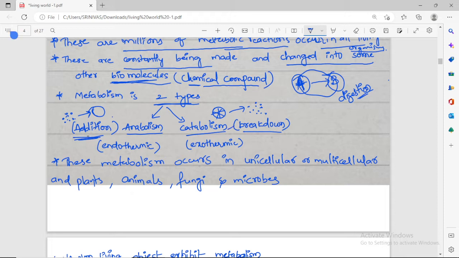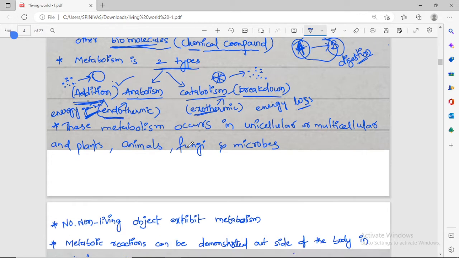This is called a catabolic reaction and this is called an anabolic reaction. This is an endothermic reaction and this is an exothermic reaction. In an endothermic reaction, energy is gained. Here energy is lost. In a catabolic reaction, energy is lost, and in an anabolic reaction, energy is gained. Understood?